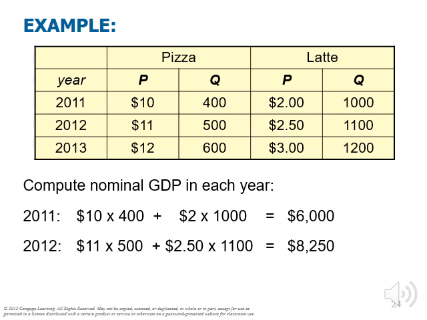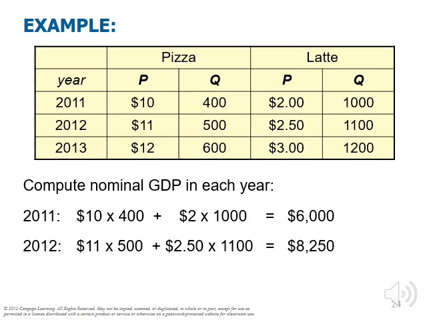In 2012, we'll do the same thing. The market price of pizza was $11 and we produced 500 units. We're going to add that market value of pizza to the market value of lattes. We produced 1,100 lattes and sold them for $2.50 apiece. Adding together these market values provides us with $8,250 of GDP. In 2013, well, pizza was $12 and lattes were $3.